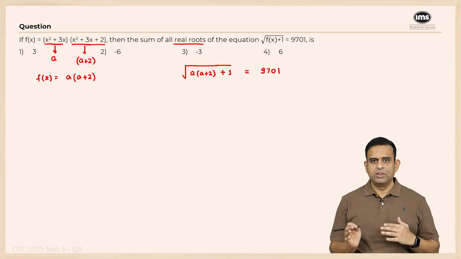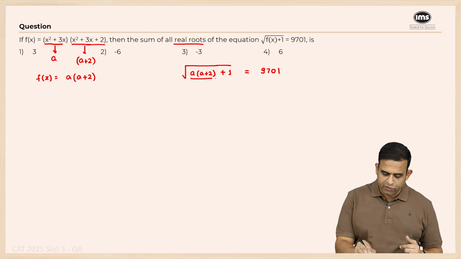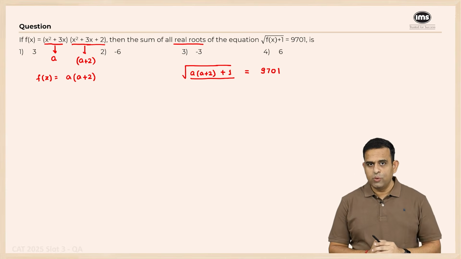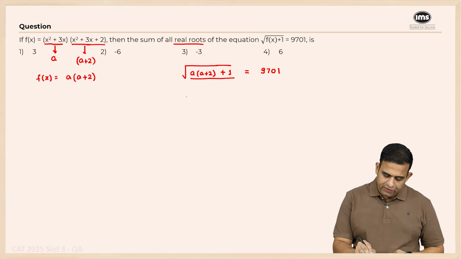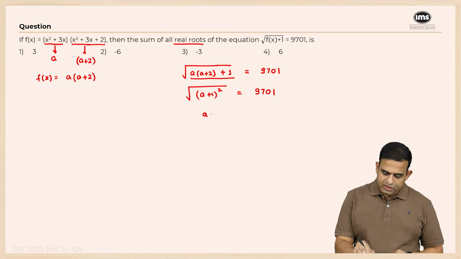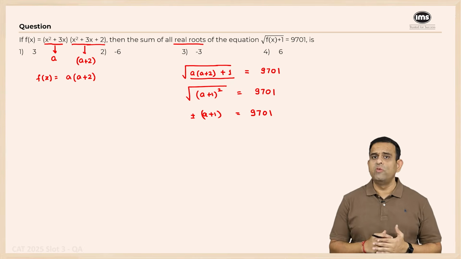9701. Now, one thing one can also observe, the term a square plus 2a plus 1, if you look at carefully, will be equal to a plus 1 whole square. So over here we can say root of a plus 1 whole square is equal to 9701. So this value, people will say, will come out to be plus minus of a plus 1, and that will be equal to 9701. So from there we can find out two values of a.